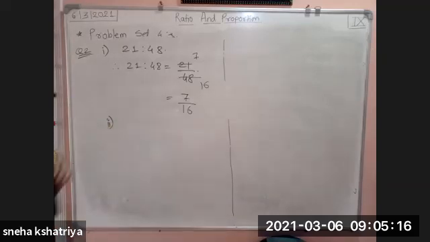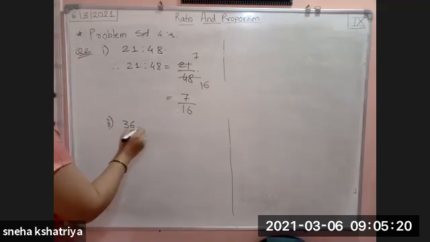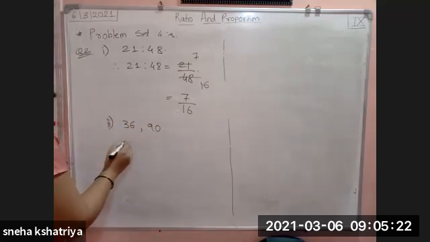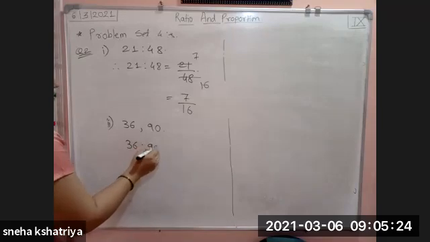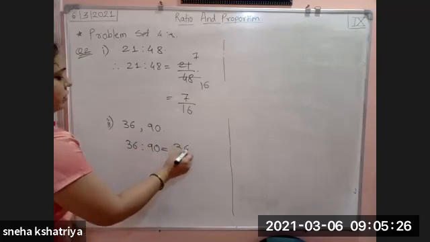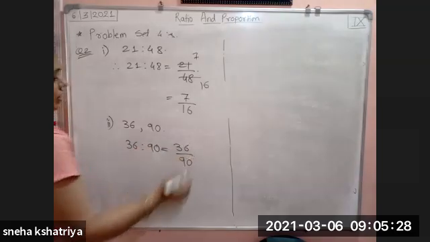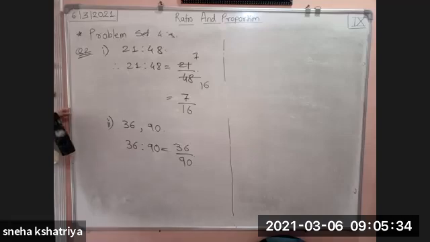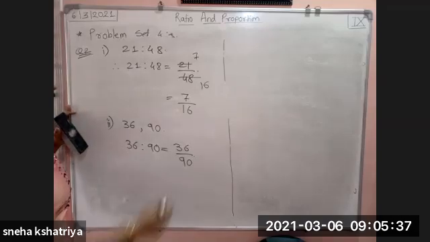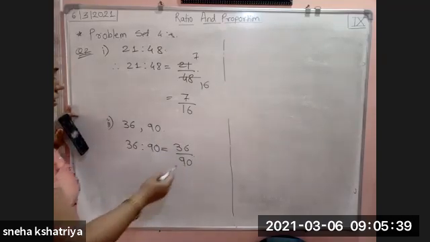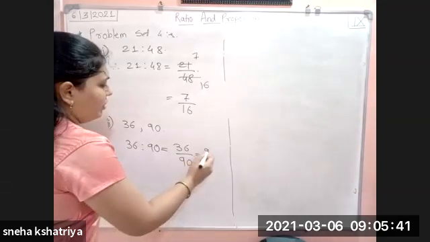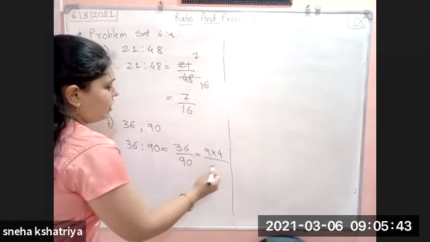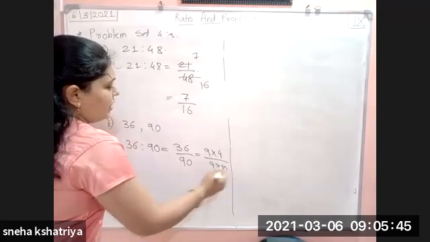The second one, 36 as to 90, which is equal to 36 divided by 90. Now 36 and 90 can be divided by 9. 9 4s are 36, 9 10s are 90. You can write it like this also.